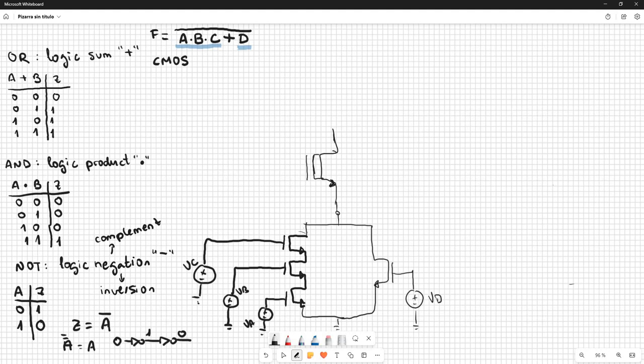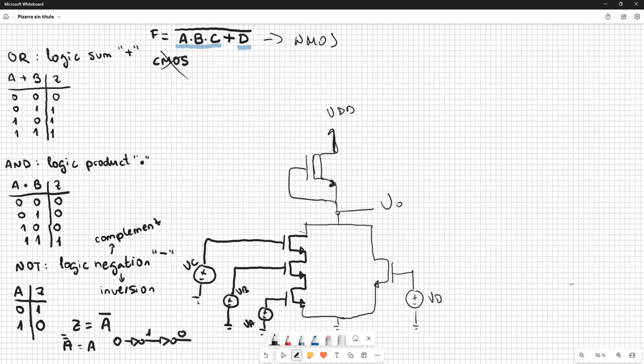With the depletion NMOS connected this way, this is exactly the same function but with NMOS technology. So this is a thing that can fall in an exam.